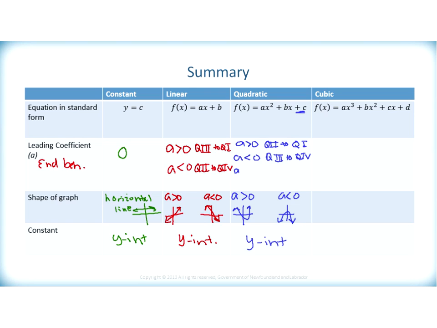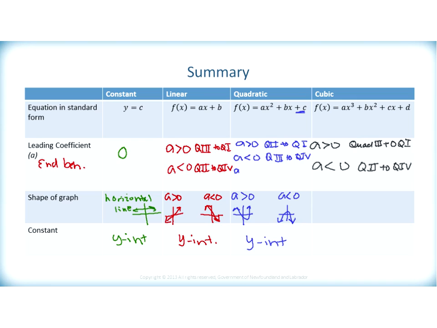When we're looking at a cubic, a function of degree 3, the end behavior, if a is greater than 0, we're going to see an N-shape. And of course, that will go from quadrant 3 to quadrant 1. And if a is less than 0, it will go from quadrant 2 to quadrant 4.